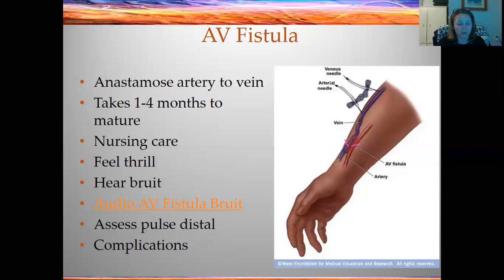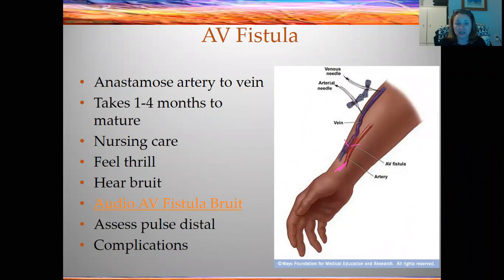So assessment wise, you're also going to want to assess a distal pulse. So for instance, here you'll want to check a pulse down radially. We're going to assess for a good cap refill and color.